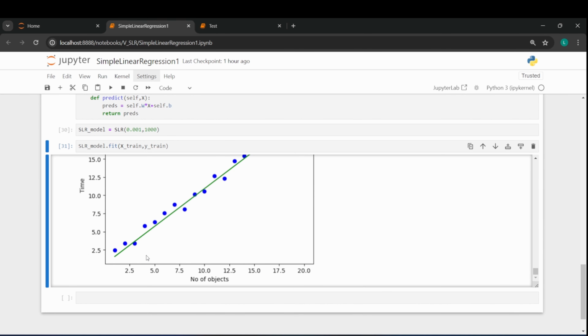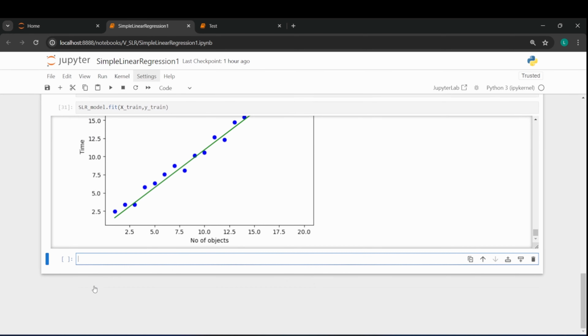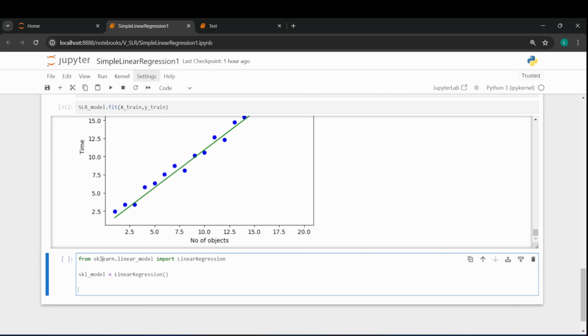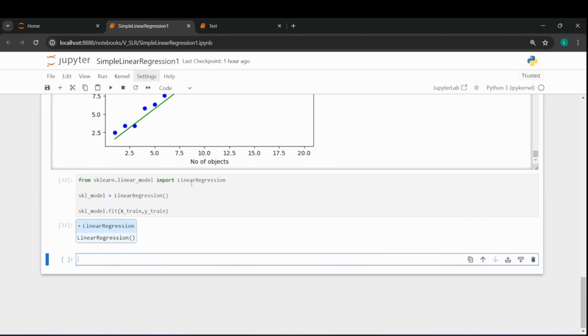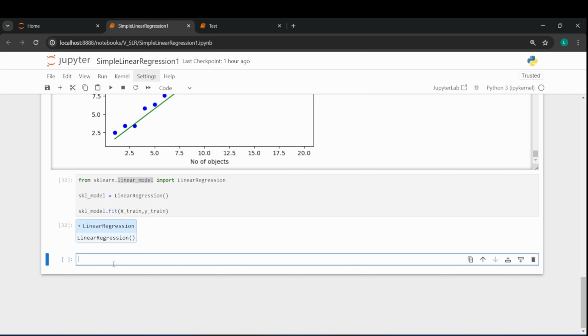Now let's do some predictions and see how this model works on the test dataset. I'm also going to compare this model with the sklearn model. So first I'm going to create the sklearn model. This code will import LinearRegression from the sklearn linear model, and I have fitted my dataset into this sklearn model. So both models are ready now. Let's compare both of them on the test dataset.